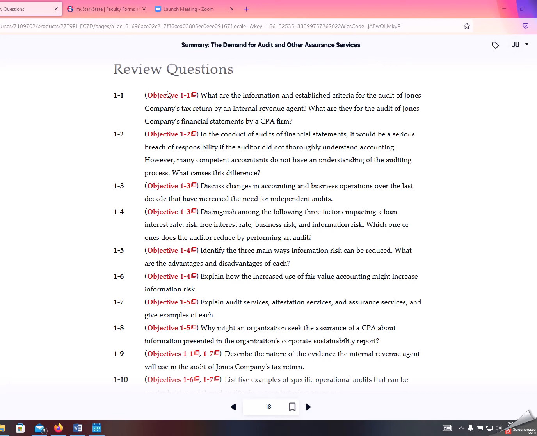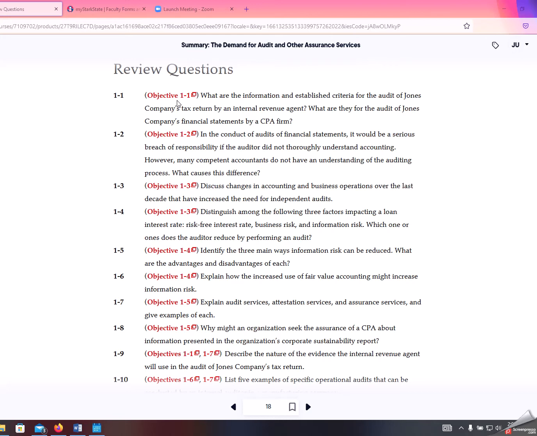Then our second question asks, in the conduct of the audits of the financial statements, would it be a serious breach of responsibility if the auditor did not thoroughly understand accounting? Yes, that would be a serious breach of responsibility because we're taking this financial data provided by the client and comparing it to generally accepted accounting principles. So we need to know those principles so we can make a good decision.